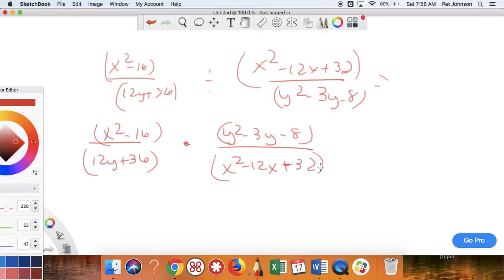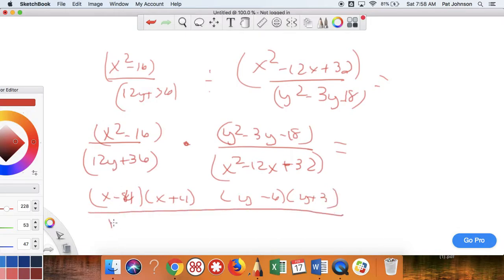Okay, because if you do it in your head, you're probably going to make mistakes. So now we're going to factor each one. x minus 4 times x plus 4 times y minus 6 times, and this is 18, not 8. I wrote the problem down wrong. Minus y plus 3, all over. I'm going to factor out a 12 here, so I'm left with y plus 3 times x minus 8 times x plus 4.